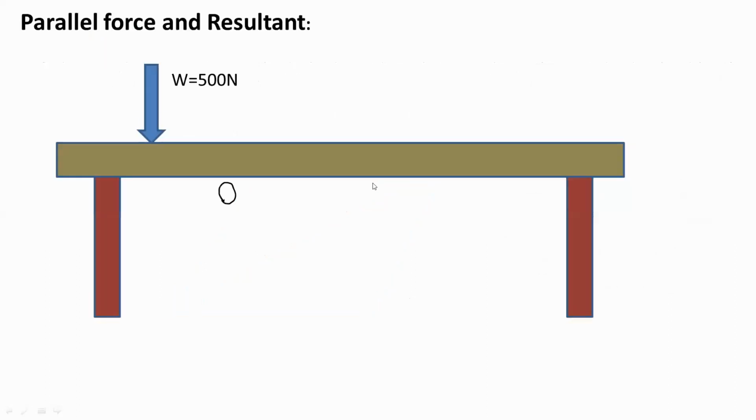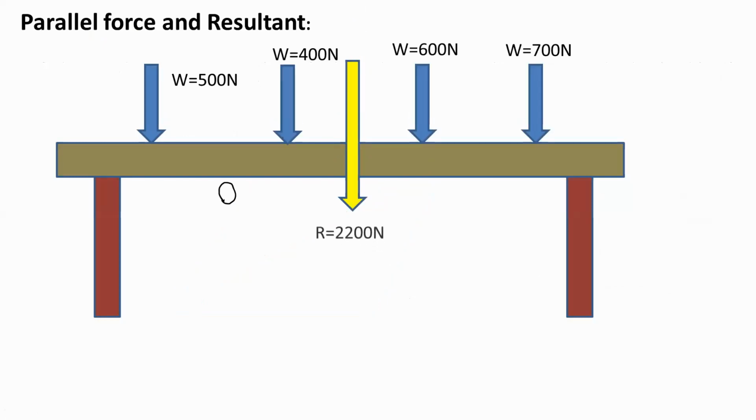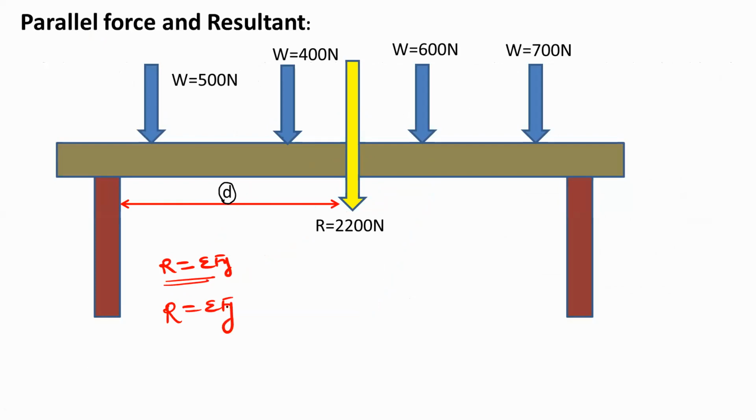Then we were discussing the parallel force system. So parallel force system means the line of action of all the forces is parallel to each other. So in case of a parallel force system, we can find out the resultant by using either summation Fx or summation Fy. So R is equal to summation Fy, we can use if all the forces are acting in the y direction, and R is equal to summation Fx, we can use if all the forces are acting in the x direction.